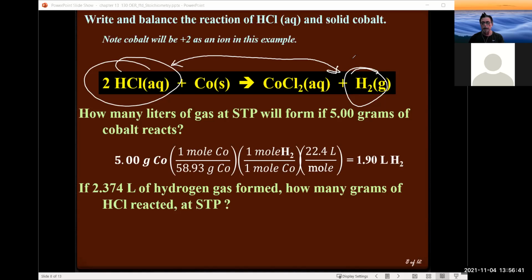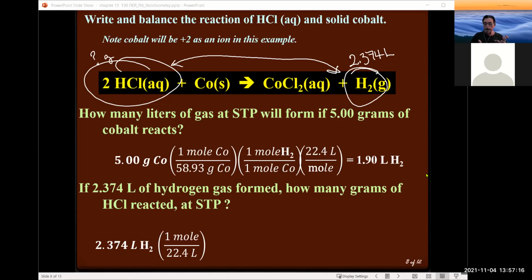And so if they ran the reaction and they were able to measure the volume of hydrogen gas, they determined that it was 2.374 liters of hydrogen gas. Now they want to know how many grams were required to create that much hydrogen gas. So we're only concerned about hydrogen gas and hydrochloric acid. So again, write down what we're given, 2.374 liters of hydrogen gas.